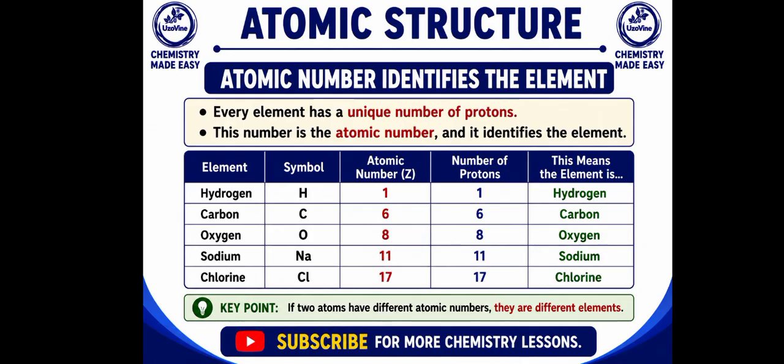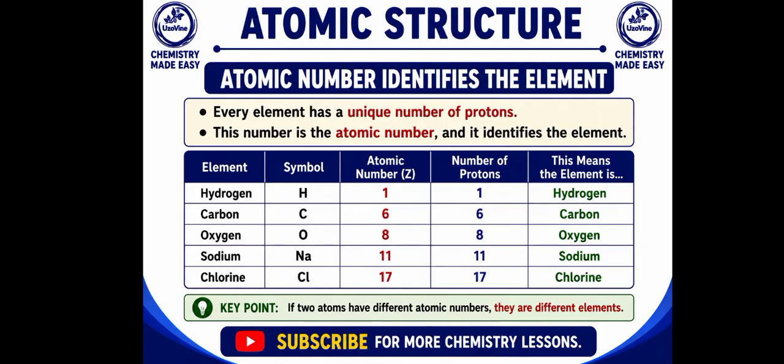Atomic number identifies the element. Like we've mentioned, every element has a unique number of protons. This number is the atomic number and it identifies the element. So, looking at the table, hydrogen atomic number is 1, meaning the number of protons is also 1. This means the element is hydrogen. Carbon has atomic number of 6. Number of protons 6, it means the element is carbon.